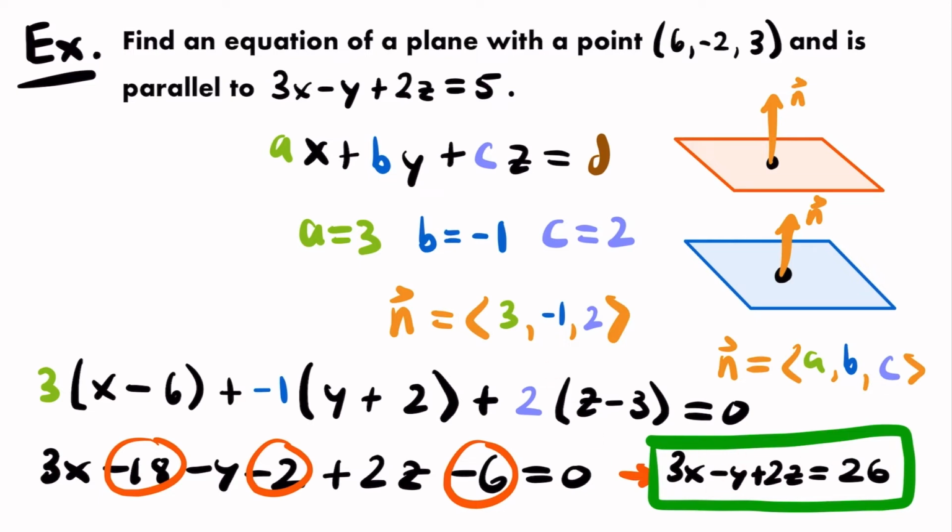The big takeaway from this example is that if two planes are parallel, then you can use the same normal vector in the equation for those two planes. All right, since the two planes are parallel, their normal vectors are parallel as well, and so they will share that normal vector. Okay, let's take a look at a slightly different example.